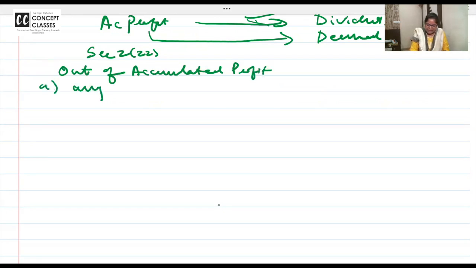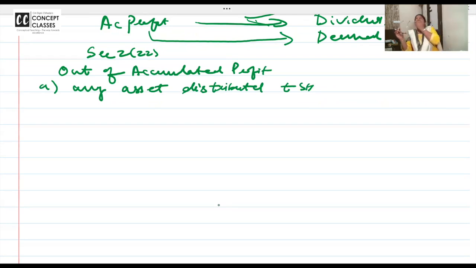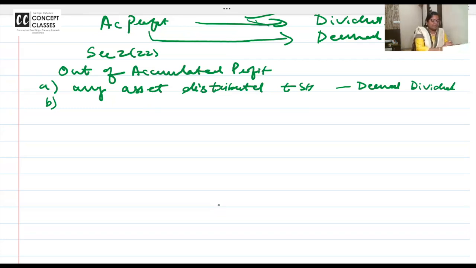A clause is any asset. Any asset which is distributed to shareholder. है ना? Out of the accumulated profit, any asset you are distributing to shareholder, it is nothing but deemed dividend. Next. Second one. All the 5 clauses we will write. I want all of you also to write. Don't just sit and watch. Likho na. Simple. I'm dictating, and in the same way you write.